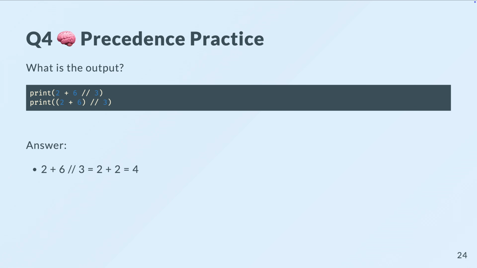For the first one, do double slash first. 6 double slash 3 is 2. Then 2 plus 2 is 4. For the second one, do the parentheses first. 2 plus 6 is 8. Then 8 double slash 3 is 2, because we keep only the whole number part. So the outputs are 4, then 2.